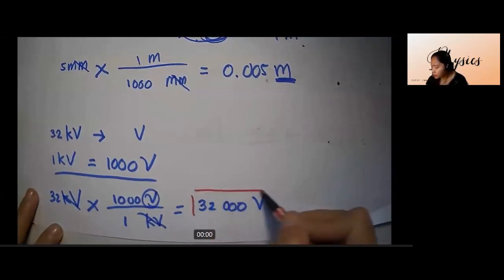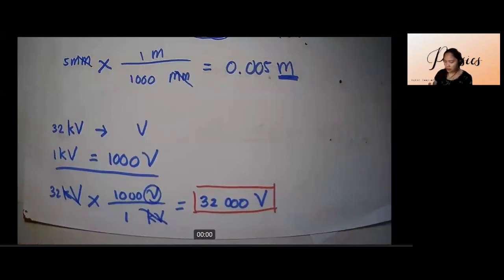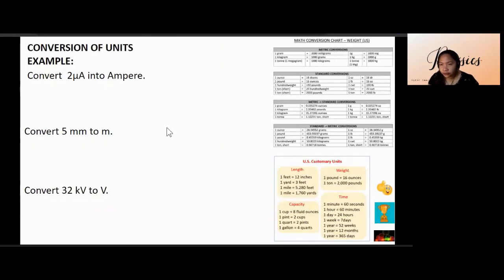So that's 32,000 volts. Right, so that is how we convert one unit to another. I hope that you learned something today, and you can use this whenever we need to convert one unit to another in physics.